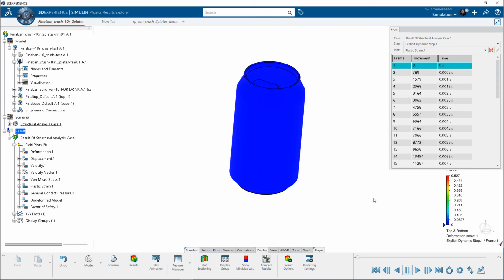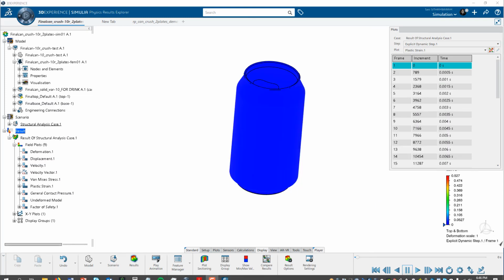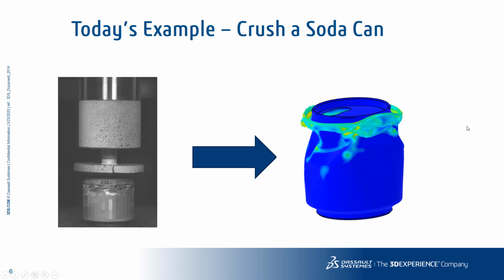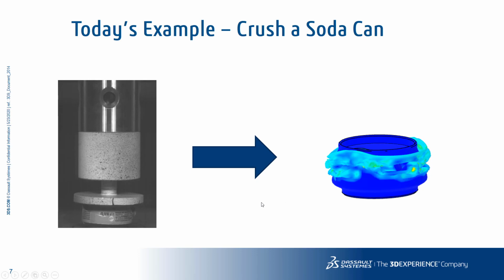All right, so let's go back to the PowerPoint. And if you take a look at the results, you can see as the can is deforming under the hydraulic press, the results are almost identical. And as we see for total compression, again, very identical results. So the explicit solver here does a really good job solving the analysis and providing some very good results.